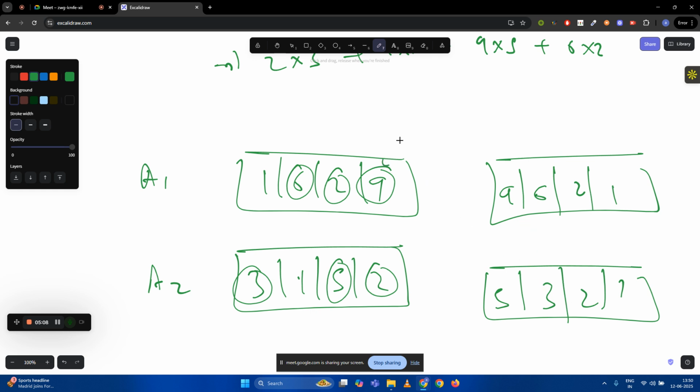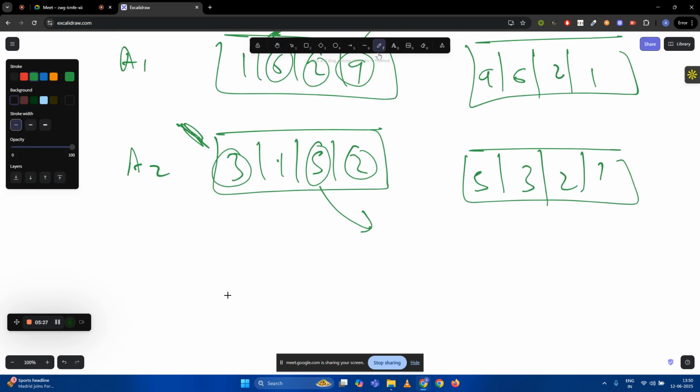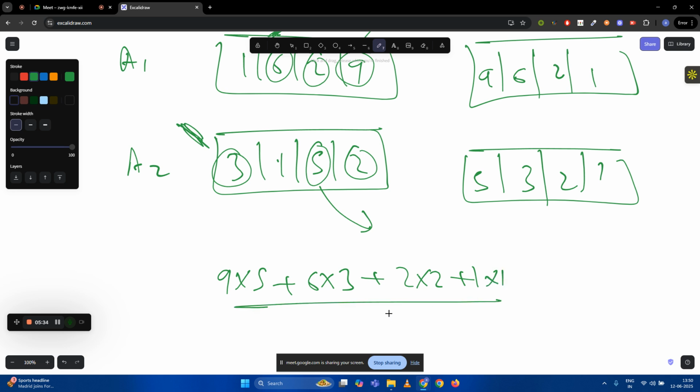It means that I'm taking the maximum element from A1 and the maximum element from A2 and putting them at the same index. Then the second maximum of A1 and the second maximum of A2, putting them at the same index. Similarly the third maximum, fourth maximum, and so on. The summation you will be getting now is 9 into 5 plus 6 into 3 plus 2 into 2 plus 1 into 1. So this summation is maximum. I guess this intuition was in everyone's mind, right? This will eventually get the maximum value.